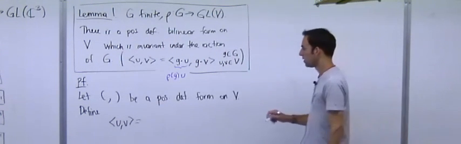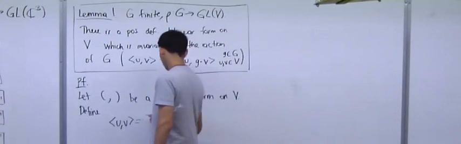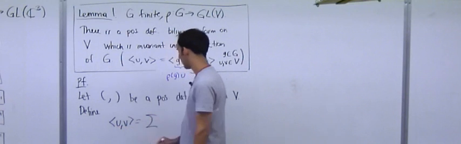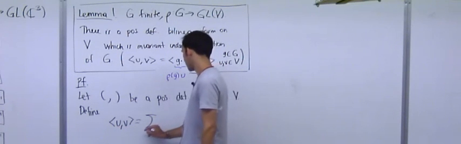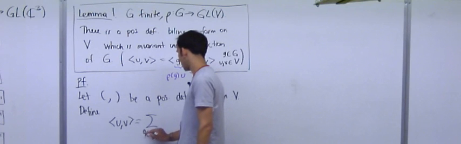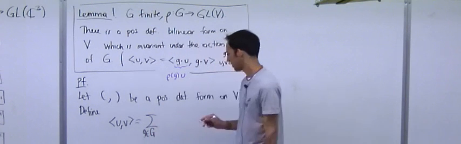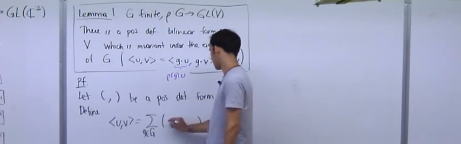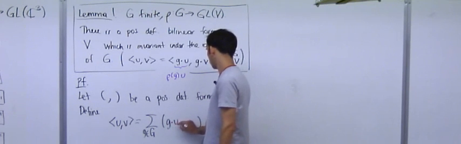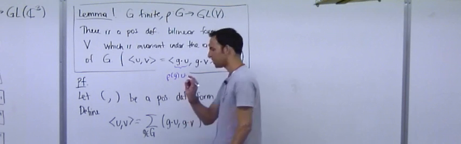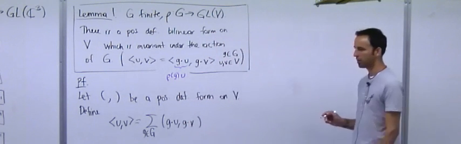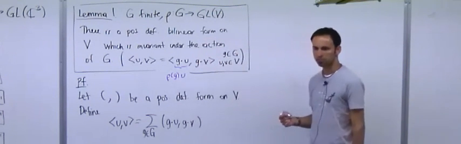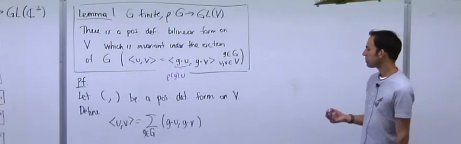Okay. And what I'm going to do is the following. The new inner product of U and V is going to be the following. It's going to be the sum over all the group elements of G acting on U, comma, G acting on V. I'm going to define this, and I'm going to show to you that this is positive definite and this is invariant under G. Okay. So why is this positive definite?